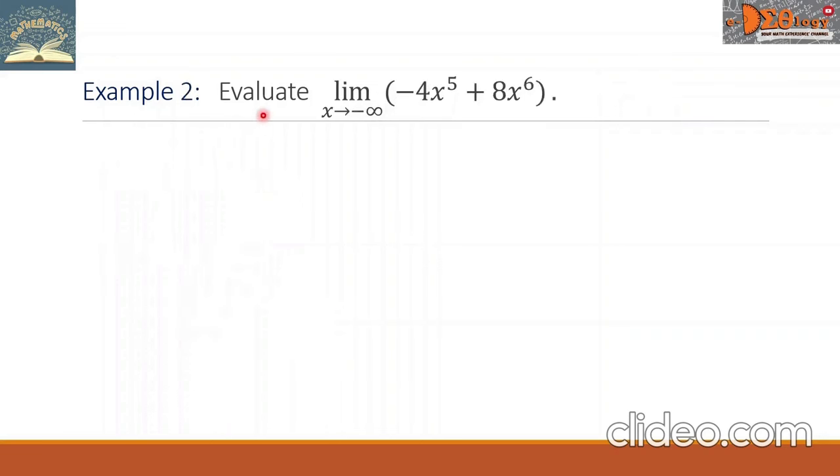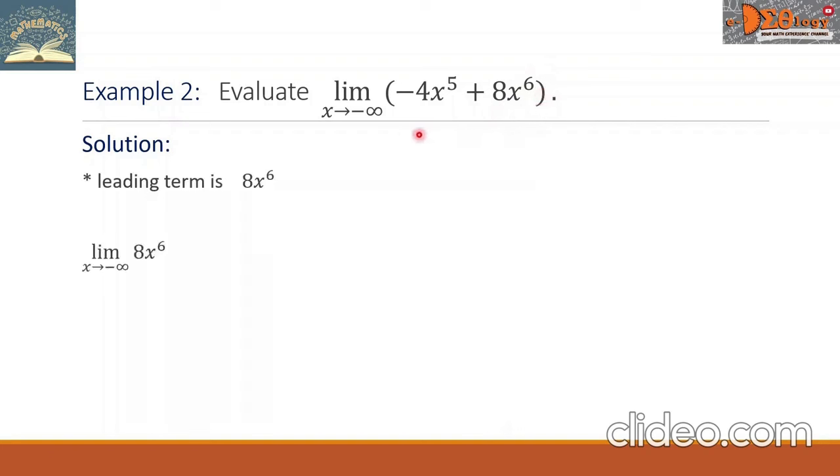Example 2. Evaluate the limit of negative 4x raised to 5 plus 8x raised to 6 as x approaches negative infinity. Let us now identify the leading term. The highest exponent here is the number 6. So the leading term is this 8x raised to 6. Let us now take the limit of the leading term. Limit of 8x raised to 6 as x approaches negative infinity.